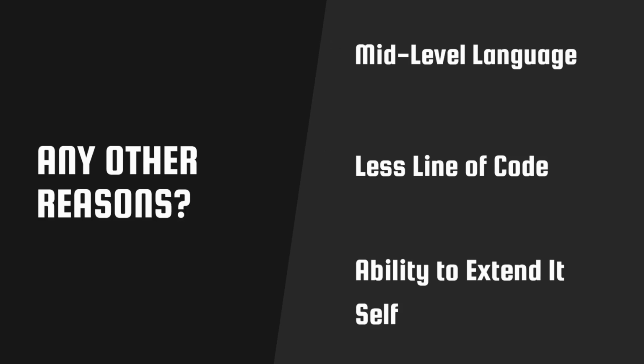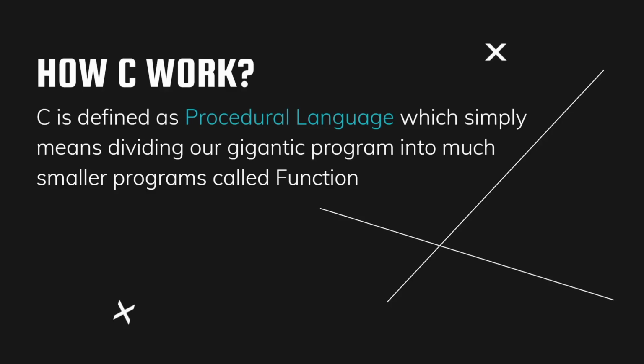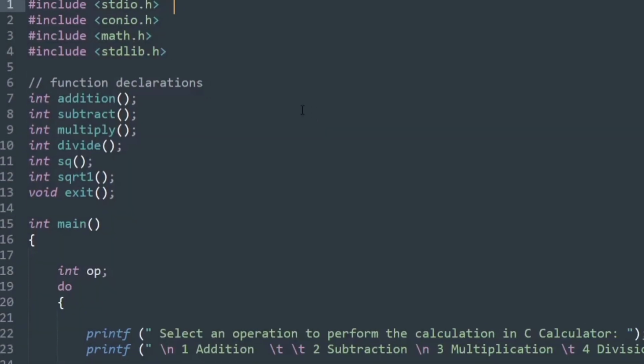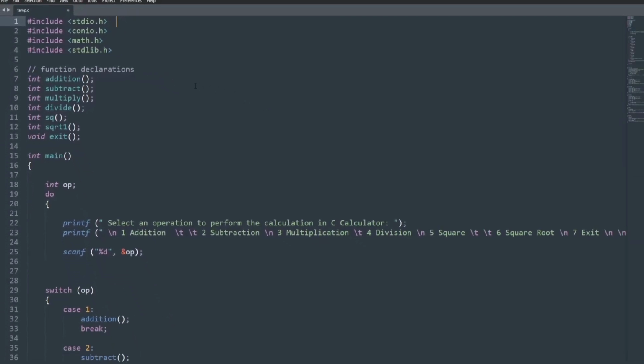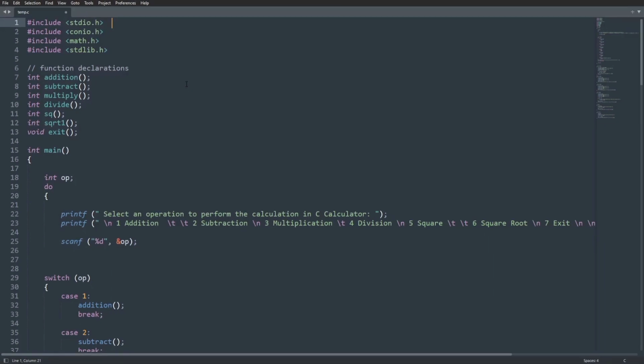Before moving on to these other reasons, let us see how C works. C is defined as a procedural language, which simply means dividing our gigantic program into much smaller programs called functions. Follow my screen. Procedural language means dividing our gigantic program into much smaller parts. I know that most of you don't have any knowledge about the C programming language, but I will explain it in our future classes. Just understand what I am saying and what I am displaying on my screen.